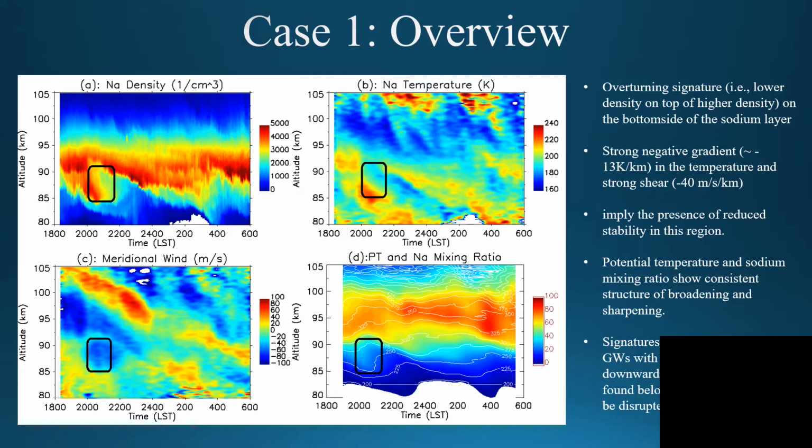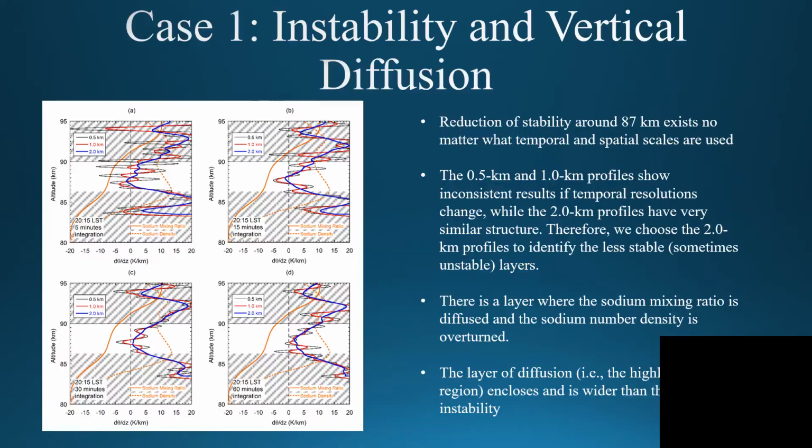Meanwhile, we can see in all plots signatures of upward propagating gravity waves that are relatively continuous below 90 kilometers and then appear to be disrupted above 90 kilometers. To investigate the instability and vertical diffusion in detail, in this plot we show the vertical gradient of potential temperature derived from different temporal and vertical resolution, as well as the vertical profile of sodium mixing ratio and sodium density.